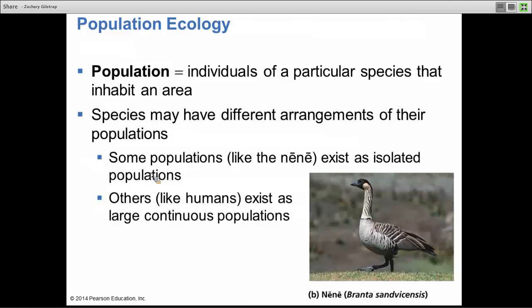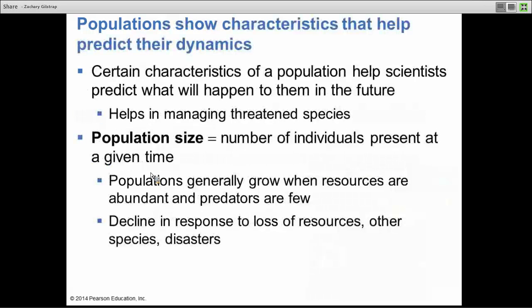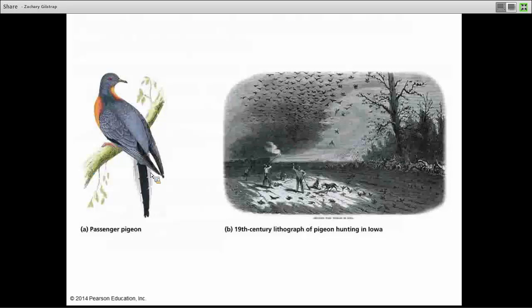Population ecology. So a population is the individuals of a particular species that inhabit a single area. And species have different arrangements of their populations, and we'll talk about that now. Population size is expressed as the number of individuals present at any given time and may increase, decrease, undergo cyclical change, or remain stable. And this is really just a number. So the passenger pigeon, as illustrated in this photo, once had a very large population size, which no longer might be true.